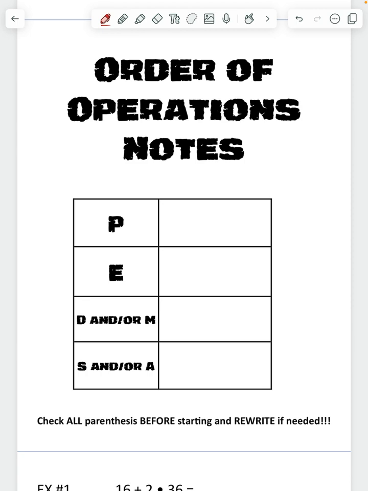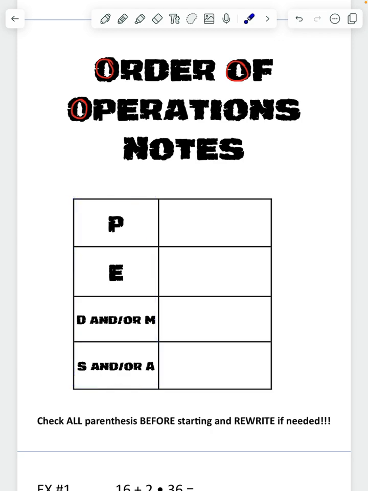Today we are going to start talking about order of operations, or as I like to call it, OOO. So, order of operations. We are going to use a tower to show our work as well. And to do that, it's going to look like this. It's going to have 4 rows.